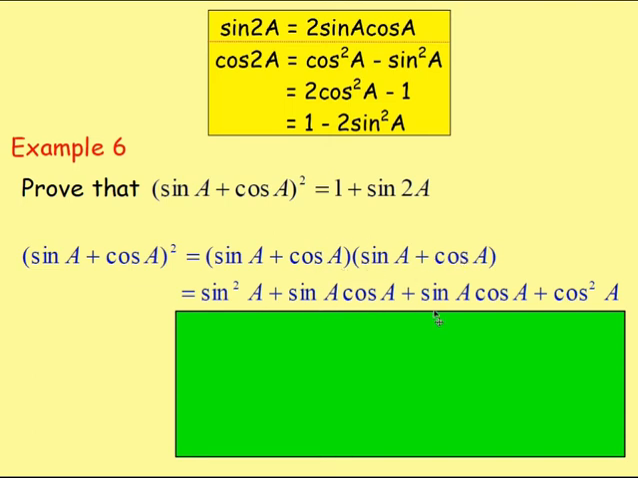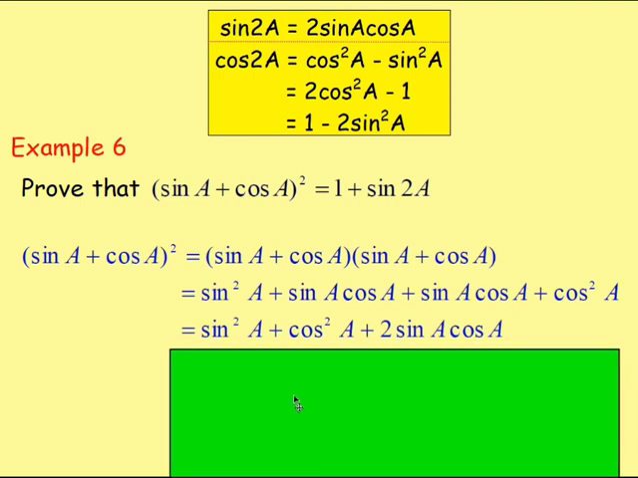We'd have another sine A times cos A. And we'd have cos A times cos A, which is cos squared A. From there, we've got a sine squared and a cos squared. And we've also got a sine A cos A and another sine A cos A. So we're spoilt here. We've got 2 sine A cos A's.